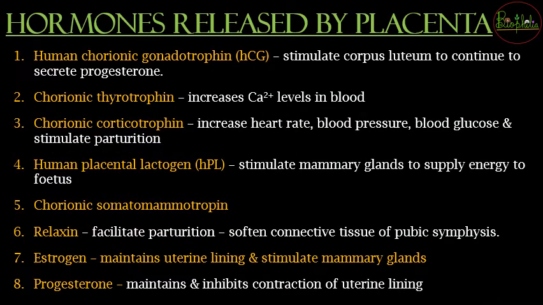Now what are the hormones that are going to be released by the placenta? Placenta is going to act like a temporary endocrine gland. Just like the corpus luteum, similarly this placenta is also going to secrete some hormones till the time the mother is pregnant. So after pregnancy the placenta will not be there, so these hormones will not be found secreted by the placenta. So there are 8 hormones which are going to be released by the placenta.